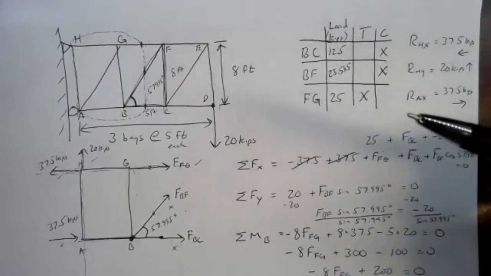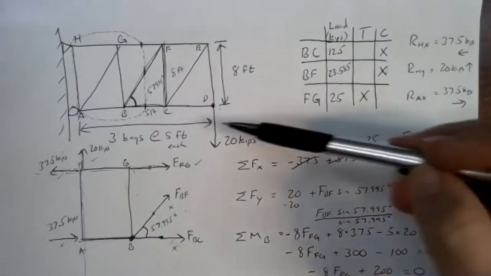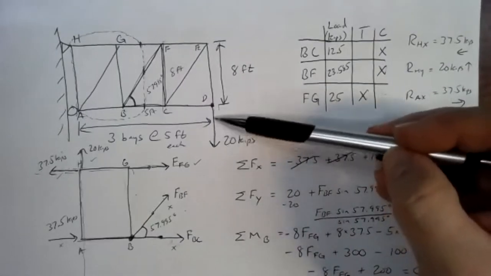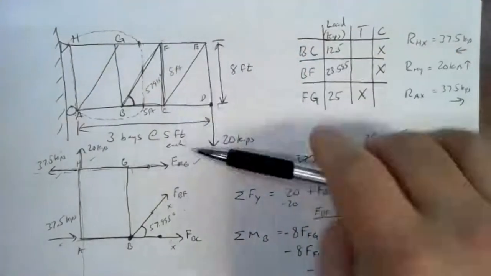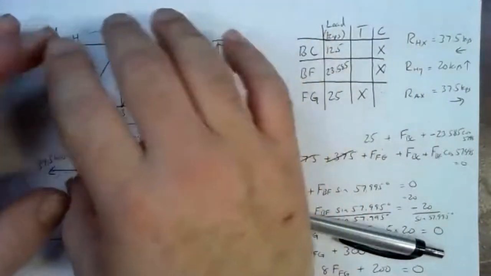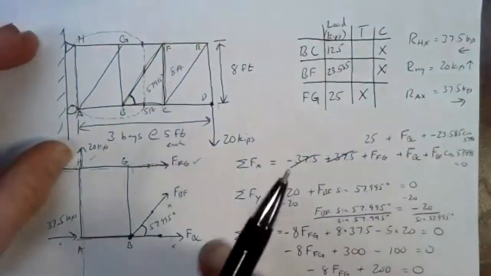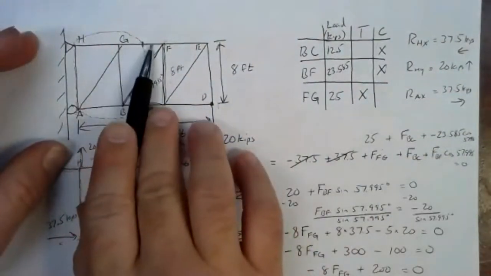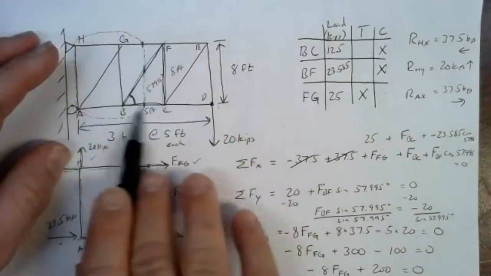Now, if we look at it physically, the states of tension and compression kind of make sense here. If you think about pulling on this thing with 20 kips of force, pulling this down, the top of this is going to get stretched out. It's going to try to bend. And when things bend, the top, the outside of the bend goes into tension, and the inside of the bend goes into compression.